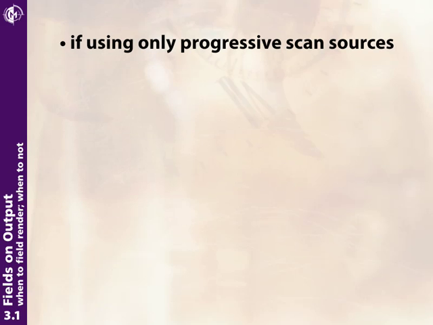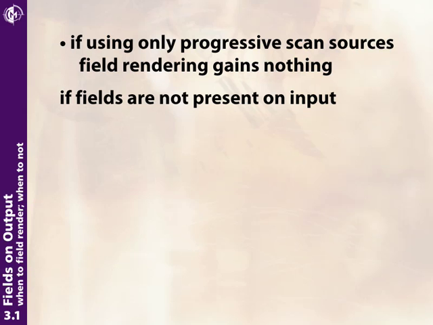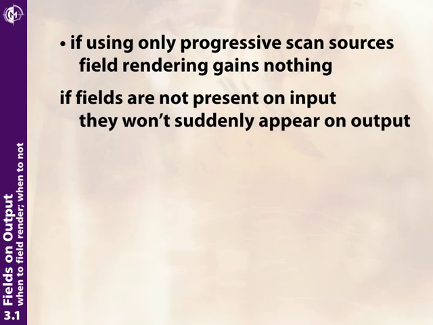On the other hand, if all of your inputs were progressive scan, you're not really going to get anything by field rendering the output. If you didn't have fields and all that motion on input, you're not going to suddenly make it up on output.